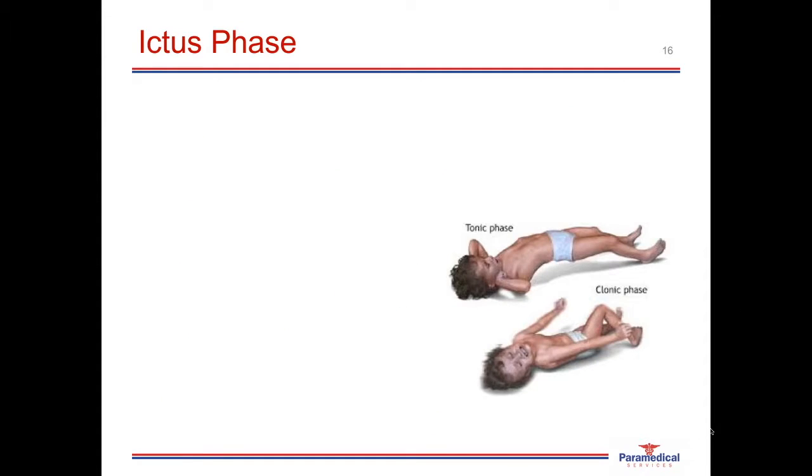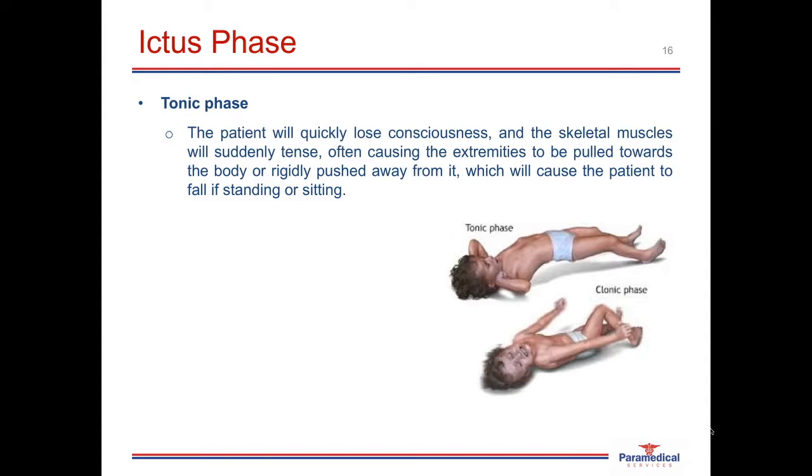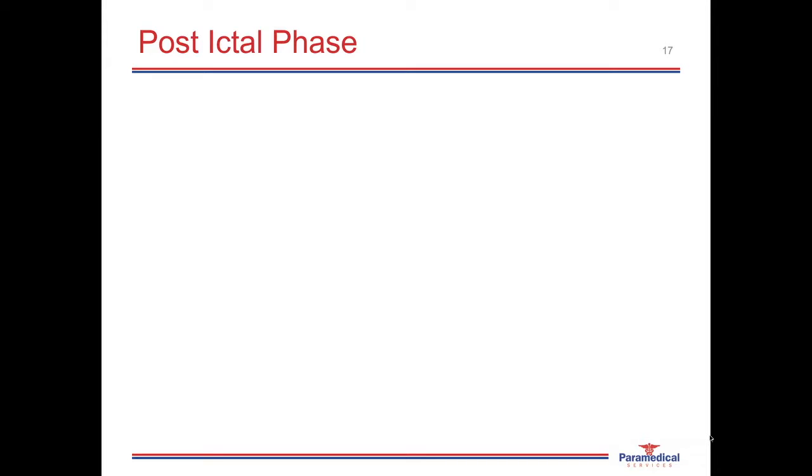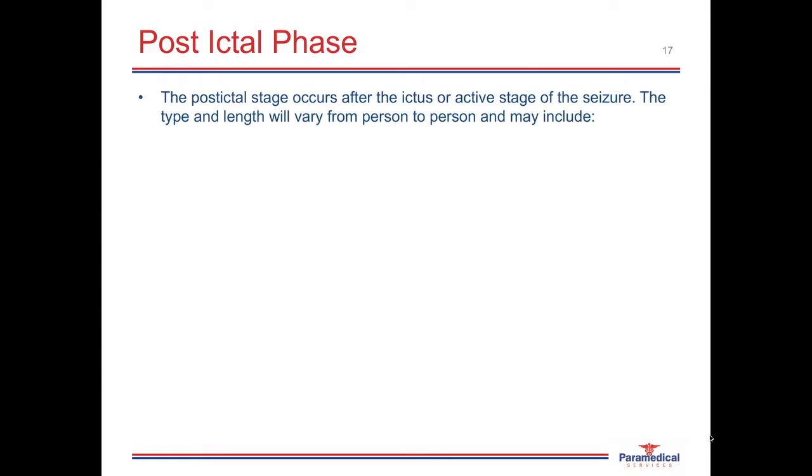The ictus phase comprises the tonic phase, where the patient's body becomes rigid, they quickly lose consciousness and fall to the ground, and the clonic phase, where you have that rhythmic contraction and relaxation of the muscles, which is known as the convulsion. The post-ictal phase happens immediately after the active tonic-clonic phase, so once the convulsion has actually stopped.